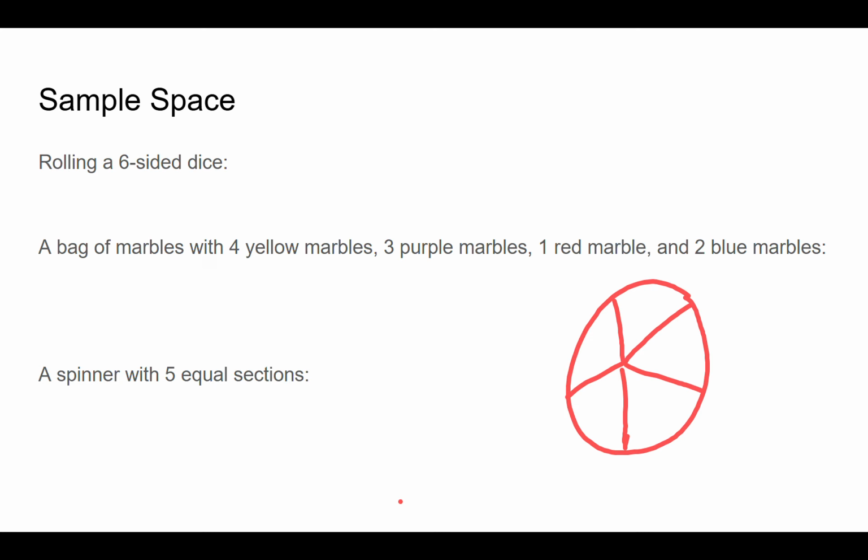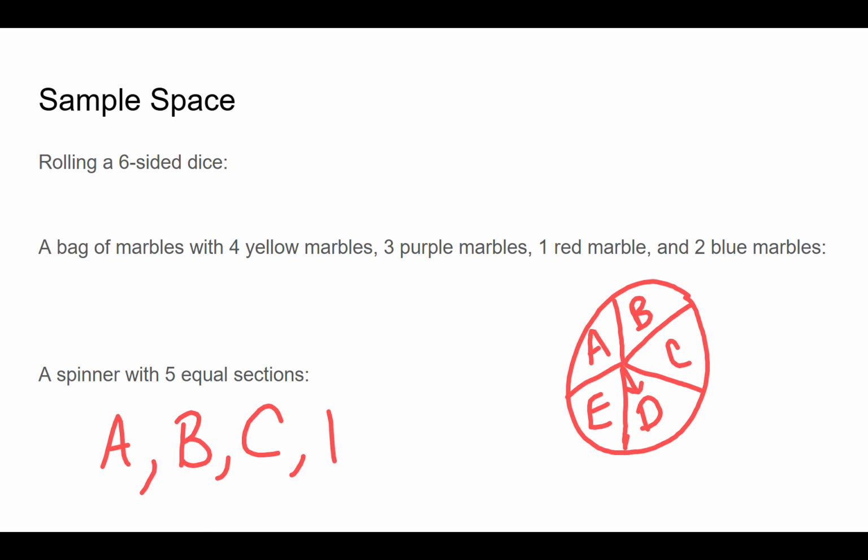So let's label these sections here. I'm going to label them A, B, C, D, and E. And if I had a spinner, an arrow, and I spun that arrow around, what letter could it land on? All of my possible outcomes need to be listed in my sample space. So I would have A, I could get B, it could land on C, or D, or E.